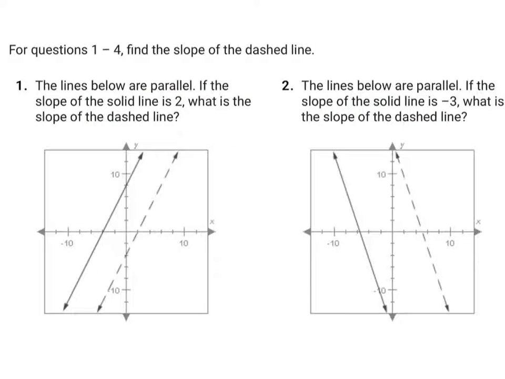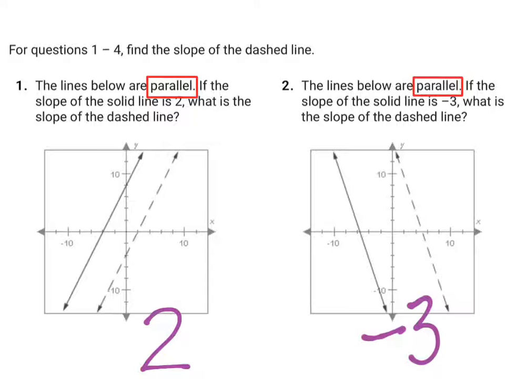So we're going to do the practice problems. These are the checkups. And in this one here, we're told that we have parallel lines and that one of them has a slope of 2, so the slope of the other one is also 2. In problem number 2, again, we have parallel lines, and the slope of one of them is negative 3, so the slope of the other is also negative 3.